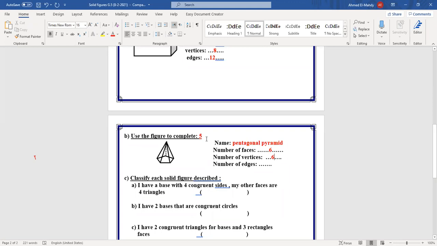What is the number of edges in this solid, Kenzy? What is the number of edges here? 5. The base size is 5. To find the number of edges, what will you do?